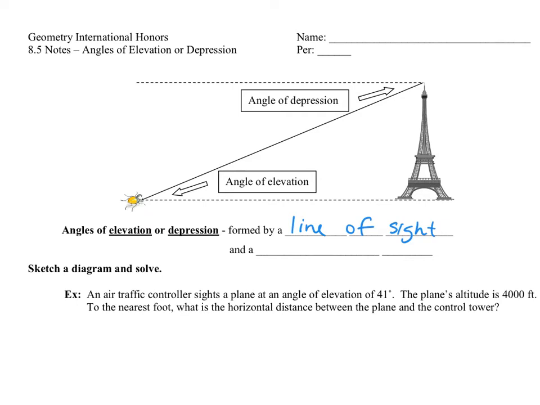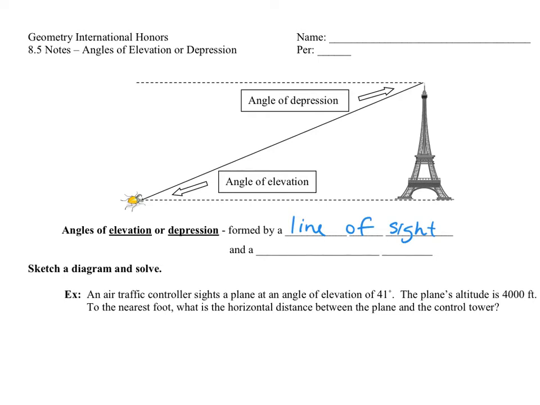But anyway, if we have a bug on the ground and he is looking up at the top of the Eiffel Tower, if you can imagine a line that goes from his eyeballs to the top of the Eiffel Tower, that line is what we call the line of sight. Now, we could also have a bird or something sitting on top of the Eiffel Tower looking down at the bug. Again, an imaginary line that would go from the bird's eyeballs to the bug, that is what we call a line of sight. So one side of your angle of elevation or angle of depression is what we call a line of sight.